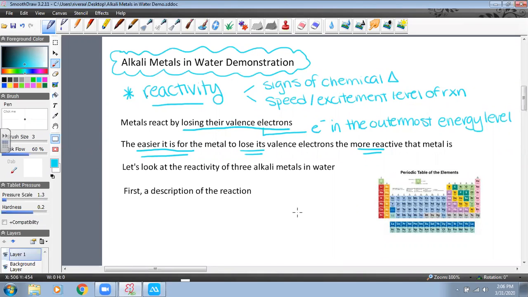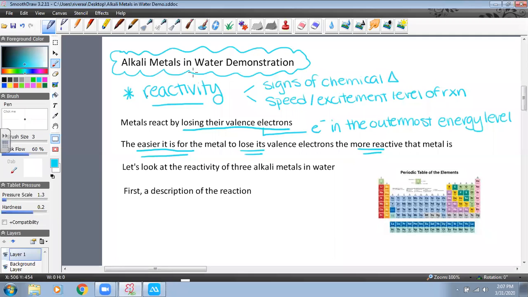If those electrons are harder to come off, the reaction's not going to be as exciting because the reaction is all about the loss of those electrons. So if they're easy to pluck off the atom, exciting reaction. If they're harder to pluck off, less exciting reaction.